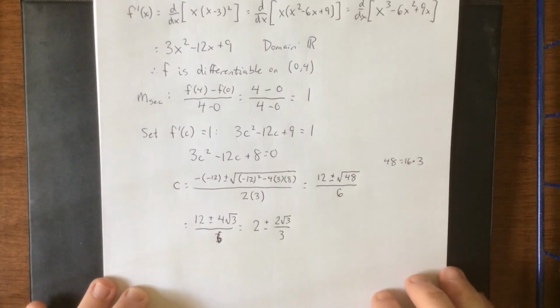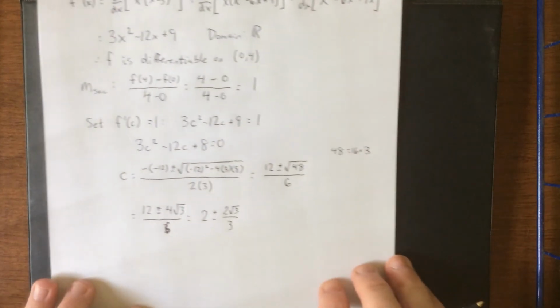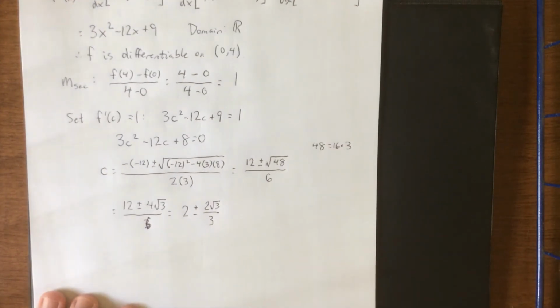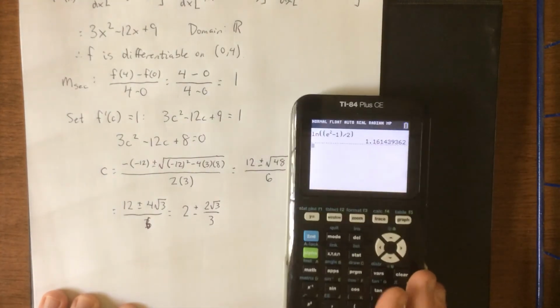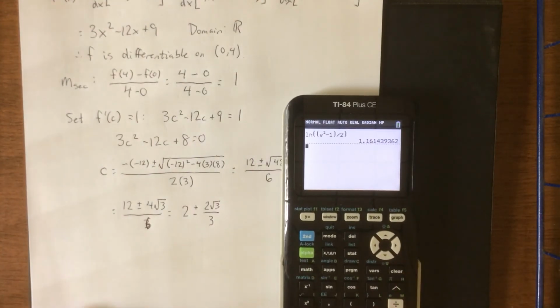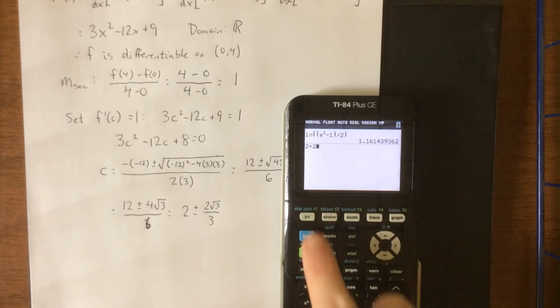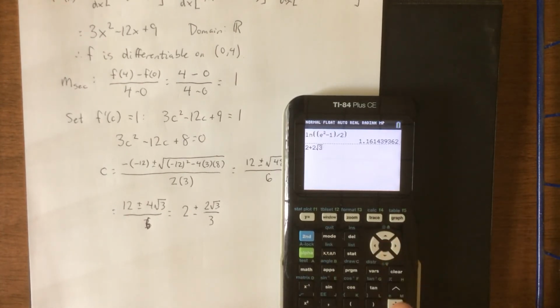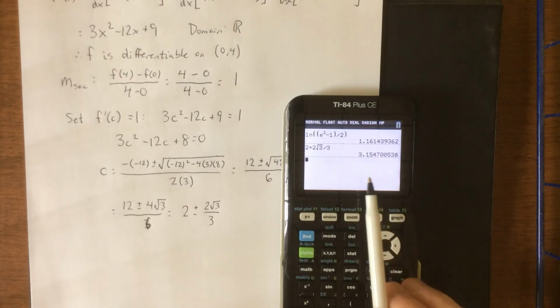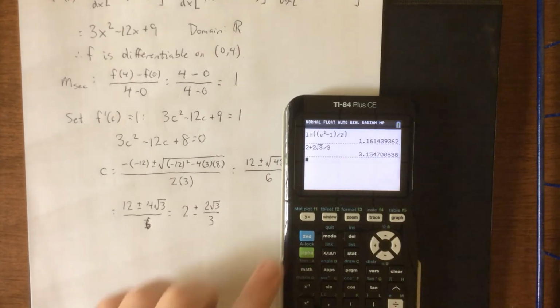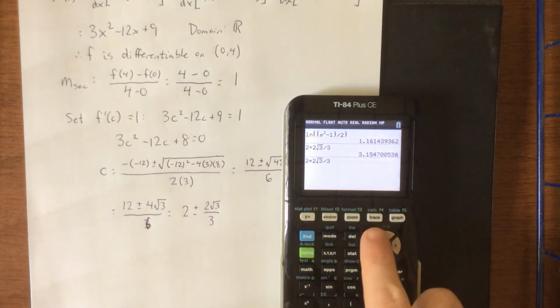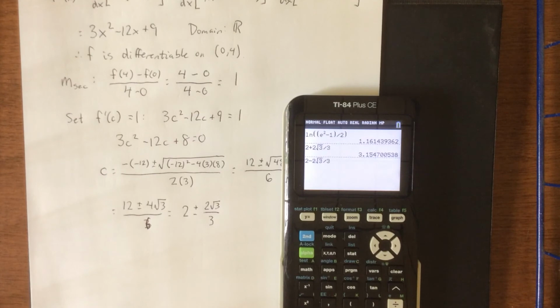Now we are looking for all values of c that are between 0 and 4, and we can use our calculator to verify that both of these answers are within that interval. So that'll be 2 plus 2 square roots of 3 divided by 3. That is on the interval from 0 to 4. Then if you press second followed by enter, we just need to change that plus sign to a minus sign and verify that that is also on the interval from 0 to 4.